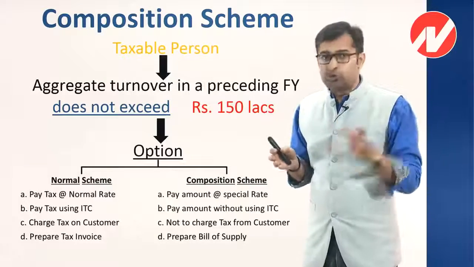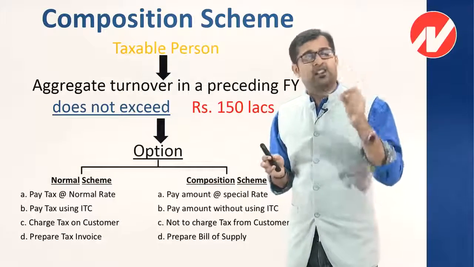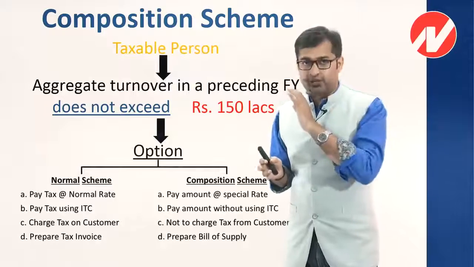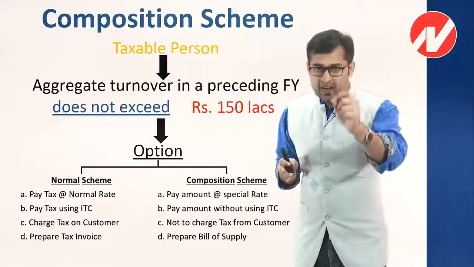You are paying an amount. You are nowhere paying a tax. So a composition dealer never pays tax. He is just paying an amount in lieu of tax. Now, because of that, you are not paying tax, you are just paying an amount.